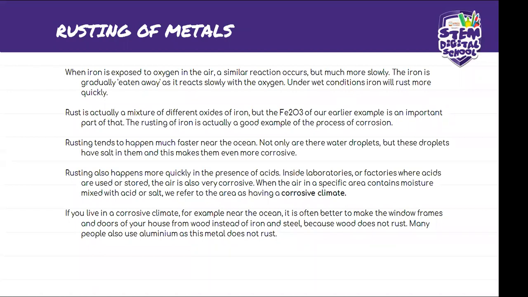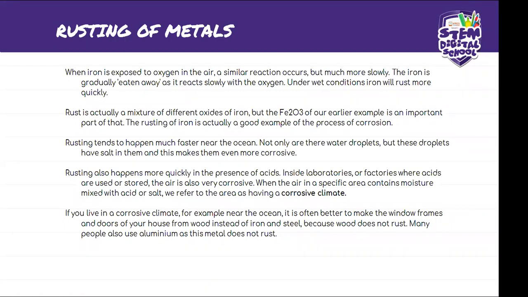Now, rusting tends to happen much faster near the ocean. Why? Can somebody answer this question? Or those of you who stay close to where we have the ocean. I hope you are trying to answer it in your head. Okay, no problem. Let's continue.